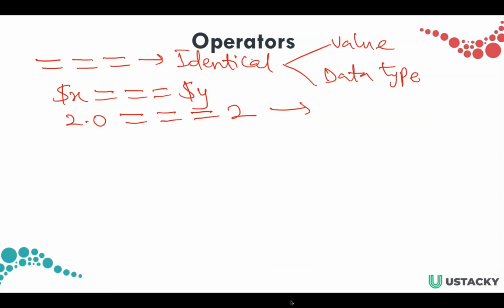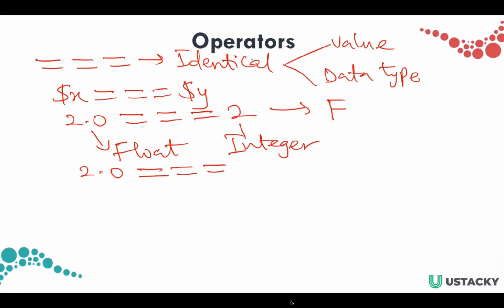This will return false. Although 2.0 is the same thing as 2, this is a float, while this is an integer. So though they have the same values, since they have different data types, false will be returned. So you are going to have true when you have 2.0 is identical to 2.0. In this case, both values and data types are the same thing.